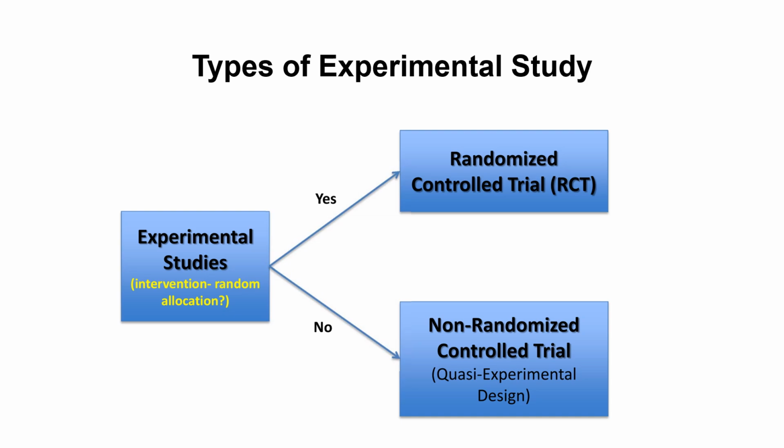Now we come to the experimental study, the second arm, where the researchers intervene and try to change the subject by intervention. If there is random allocation, so the researchers randomly assign an exposure to the subjects or a group, it's called a randomized controlled trial, RCT, which is level 1 of evidence according to the US Preventive Services Task Force. However, if you don't have randomization, it will be a non-randomized controlled trial, which is called a quasi-experimental design.